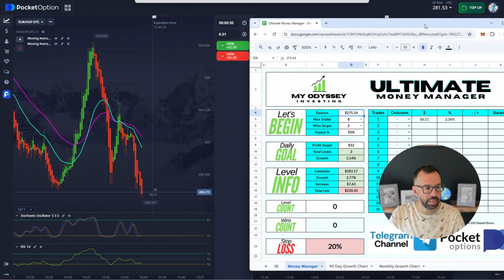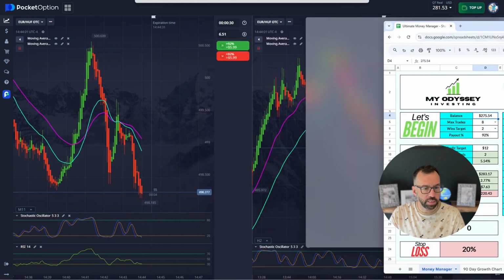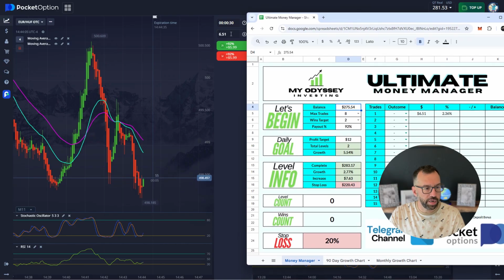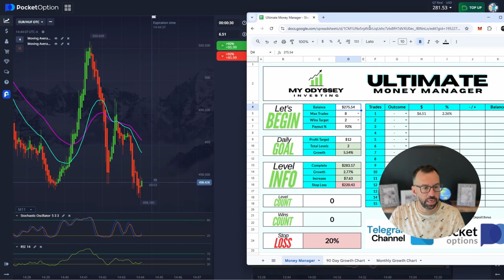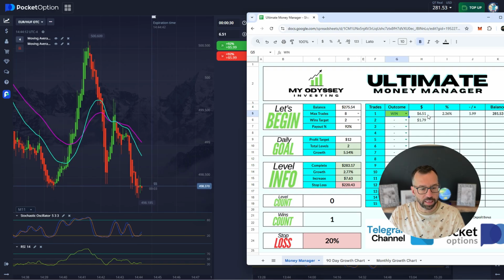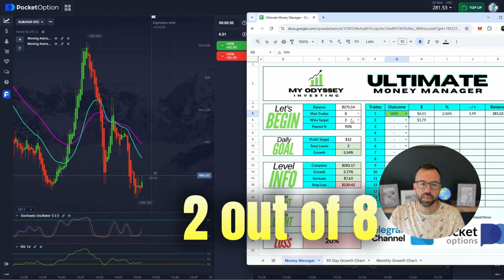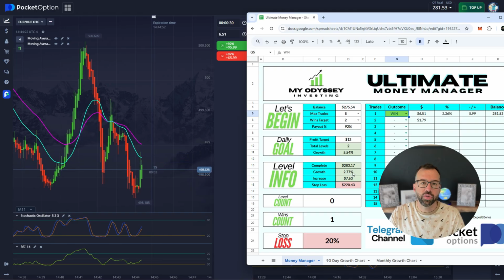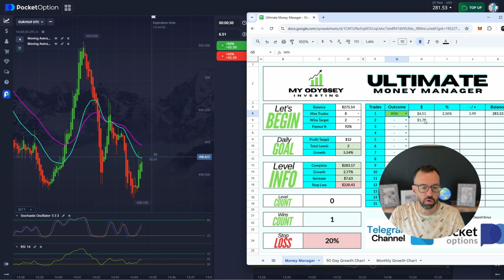I entered into my trading 651, and you just saw the win. So that was good, that's a good start. We go ahead and got the win. Our goal here is to win 2 out of 8. So I need to win 2 out of 8 trades in order to earn, in this current level, 2.77%. So I got the first win. I'm going to go for the second win.